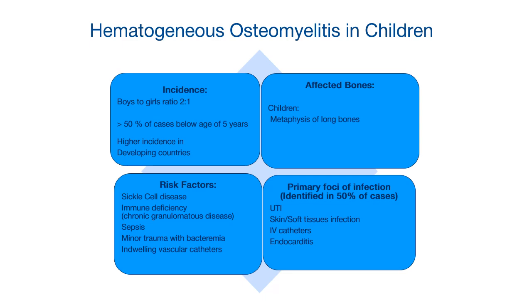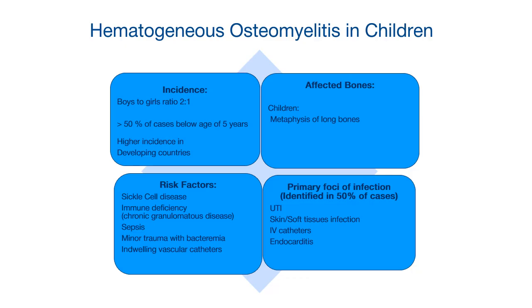In children, the most common type of osteomyelitis is hematogenous and typically involves the metaphysis of long bones. As we said also, in adults, it typically involves the vertebral column. More than 50% of cases occur in children below the age of 5 years, with higher incidence in developing countries as opposed to developed countries.